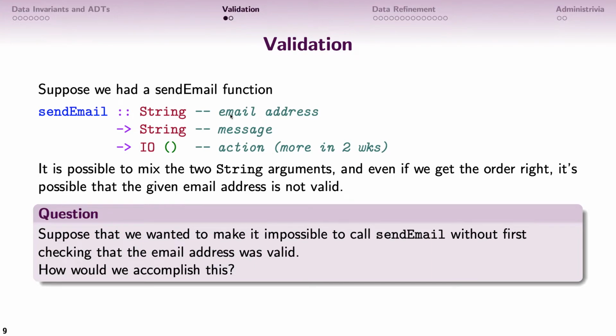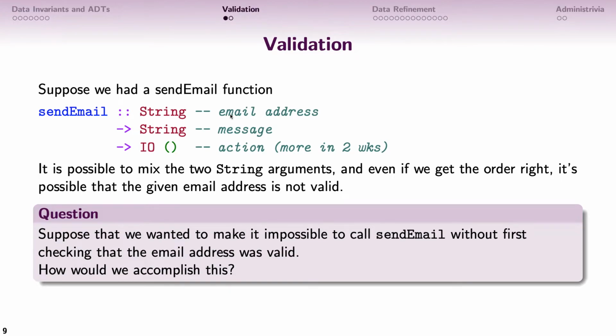Suppose I wanted to make it impossible to call send email without first validating that email to check that it was a valid email address. There are a lot of complicated ways to check if an email address is valid, but at least you can say that all email addresses need to have an @ sign in them. So let's assume that you have to check that the email address has an @ sign in it before you're allowed to call send email. So what we can do is actually enforce this and make sure that the programmer must check that their email address is valid before they send an email with this send email function.